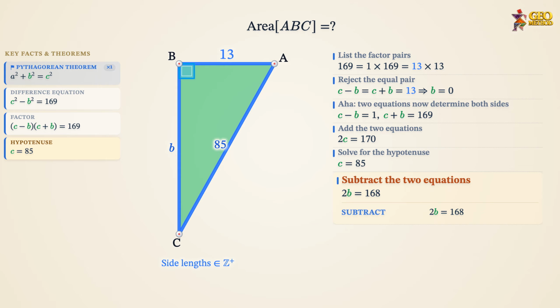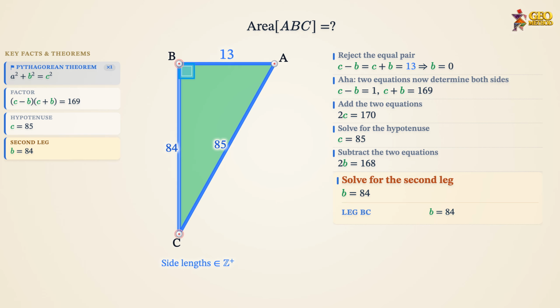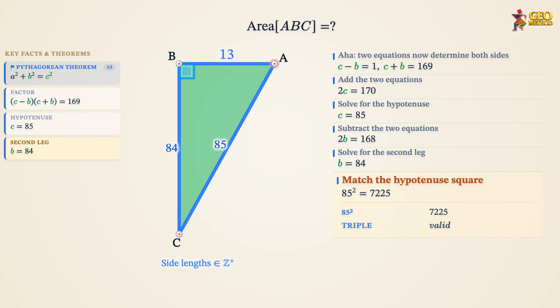Now, subtract the first equation from the second. This time, the C terms cancel, leaving 2B equals 168. Divide by 2 again to get B equals 84, so the missing leg segment BC is 84 units long. And 85 squared is exactly 7,225, the same number. The triple 13, 84, 85 checks out perfectly.